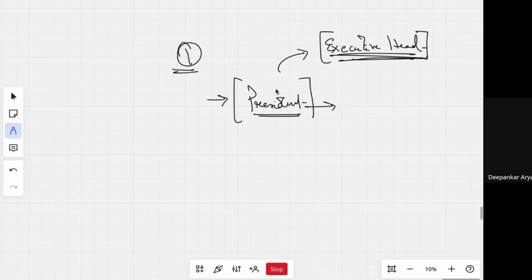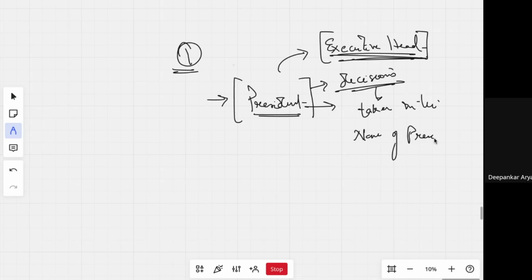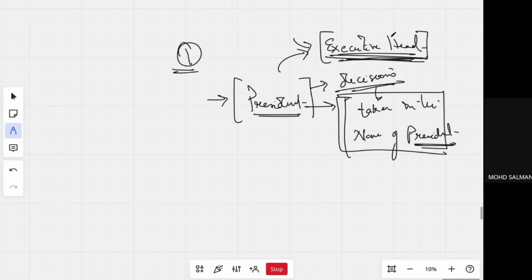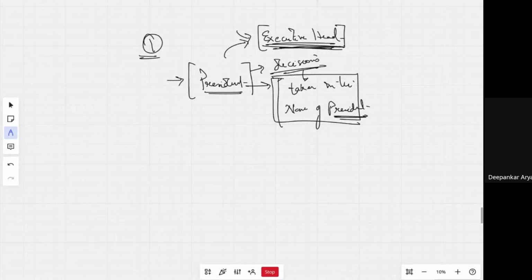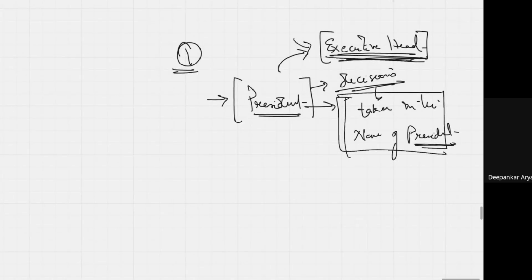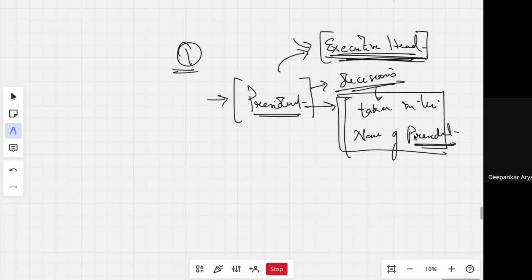This means all the decisions are taken in the name of the president. So there's a difference. Executive head: does it mean the decision is taken by the president or in the name of the president? In the name of the president, okay? The President of India does not take all the decisions, but they are taken in the name of the president. So the president has the power to delegate their own power.